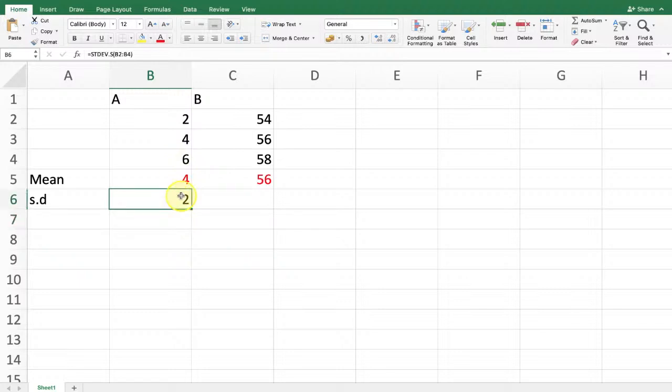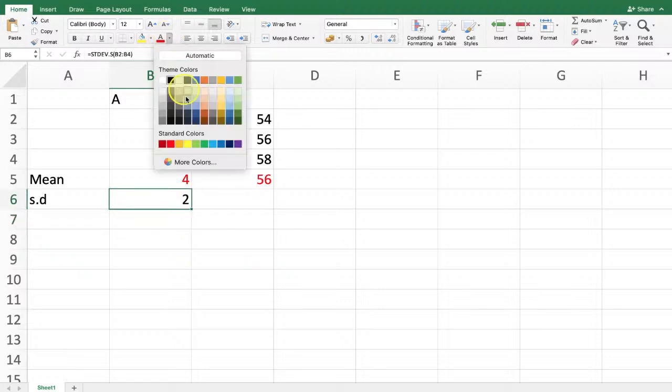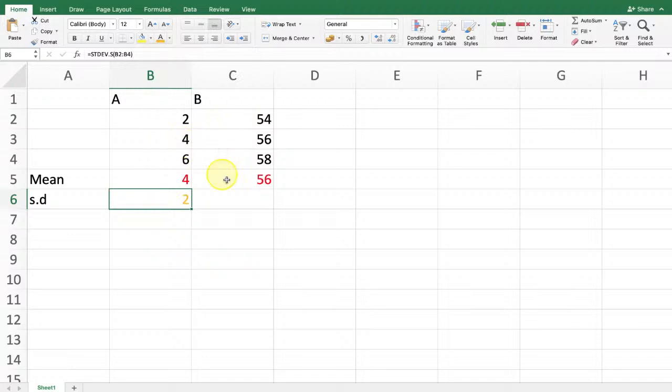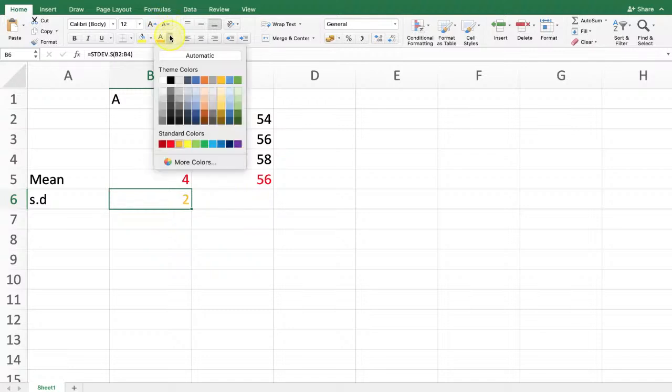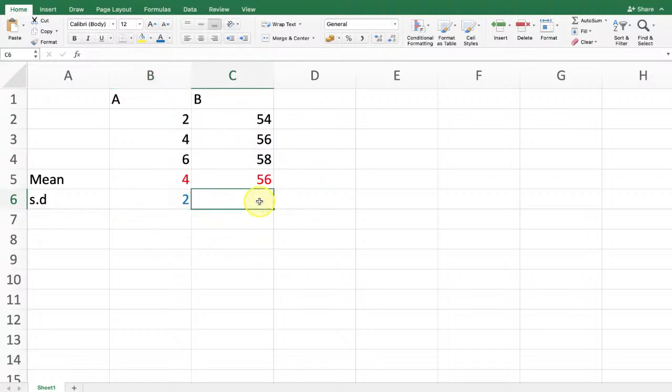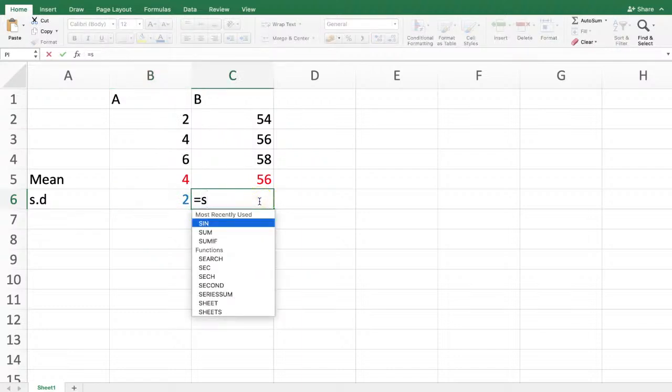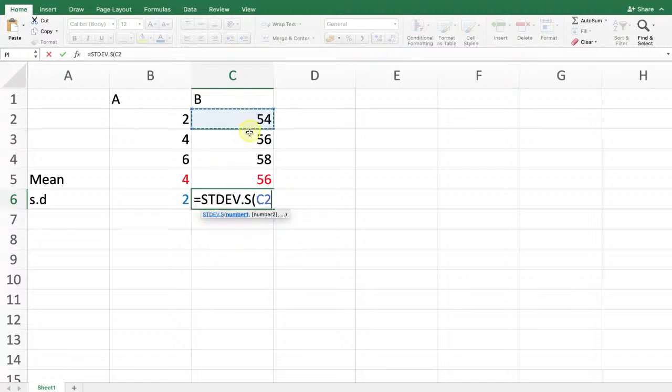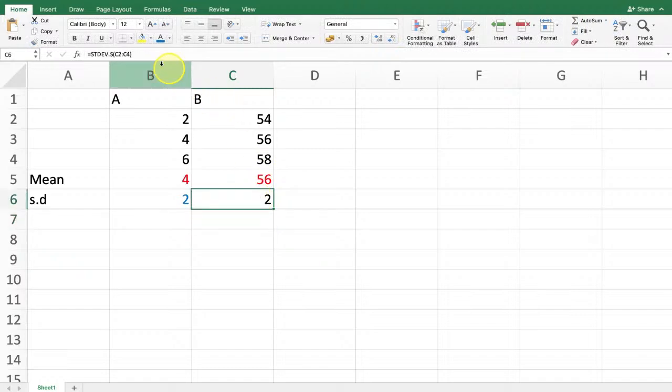The standard deviation of dataset A is 2. What about dataset B? Standard deviation again, equal sign, there it is, standard deviation for a sample. Highlight the observations. The standard deviation is also 2.